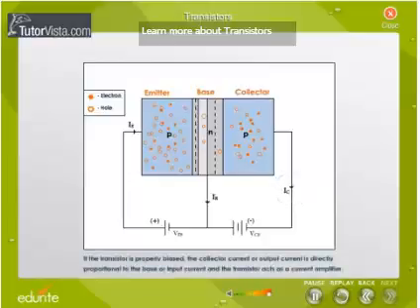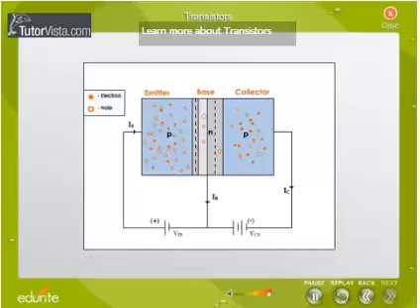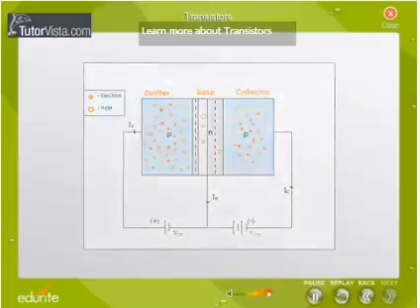If the transistor is properly biased, the collector current or output current is directly proportional to the base or input current, and the transistor acts as a current amplifier. Thus, the transistor may be used to amplify a small signal.